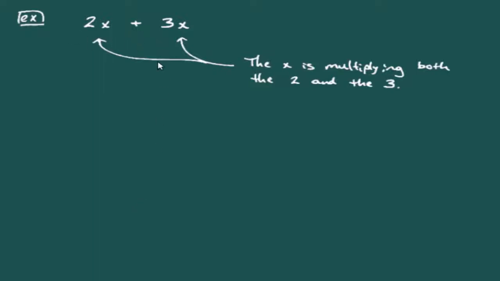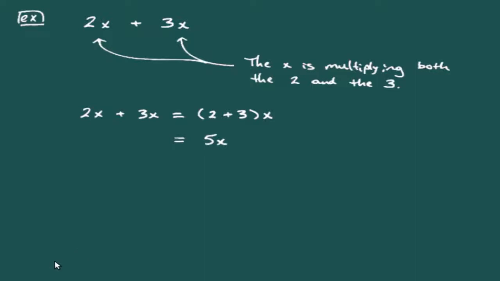And so what that means from the distributive property is that we can really see 2x plus 3x as 2 plus 3 times the variable x. And so what can we do? Well, we can combine the 2 and the 3. 2 plus 3 is going to turn around and give us 5x.